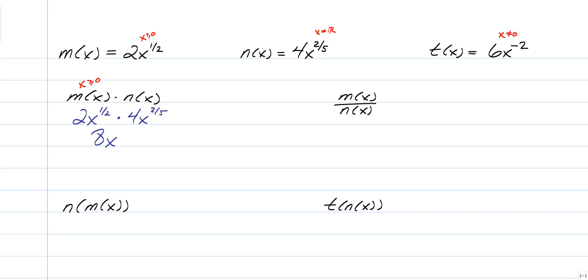So that's going to have to end up giving us 5 tenths plus 4 tenths, 9 tenths. Okay? And then you just have to rewrite this as a radical. So we have 8 tenth root of x to the 9th power. And now that guy is done.